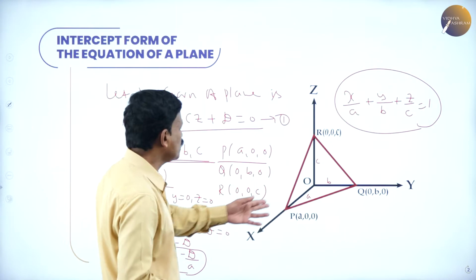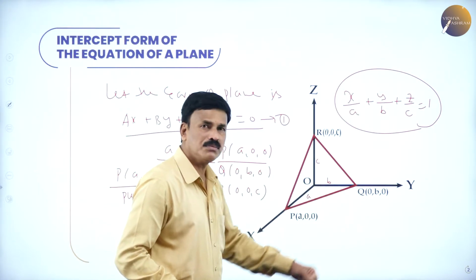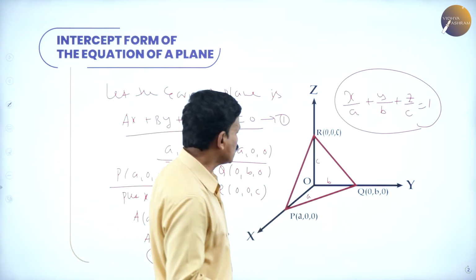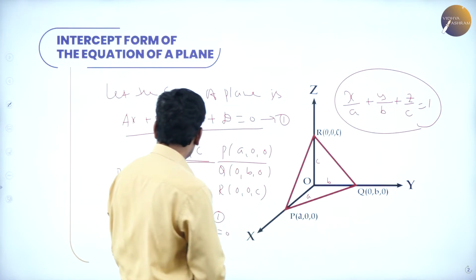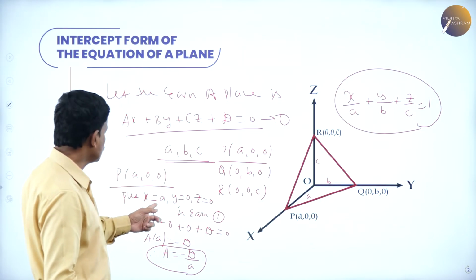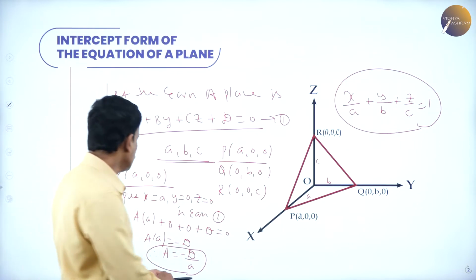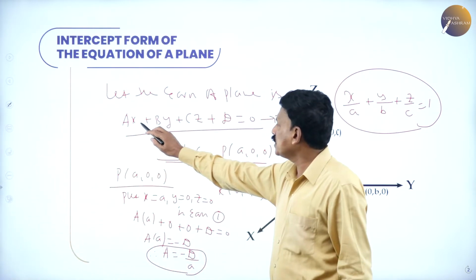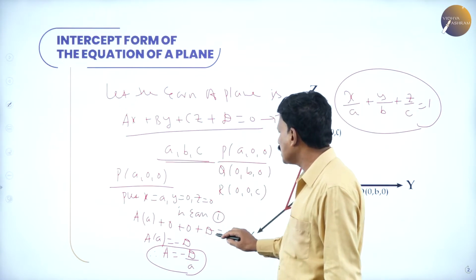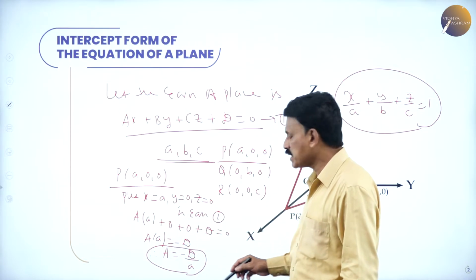Now, therefore, the coordinates of the points on the plane are P, a, 0, 0, Q, 0, b, 0 and R is 0, 0, c. Since the points lie on the plane, just put P, a, 0, 0 in the standard equation. Put x is equal to a, y is equal to 0 and z is equal to 0. Simplify, you will get the value of capital A. Here A into x is small a, plus b into y is 0, plus c into z is also 0, plus d is equal to 0. A into small a is equal to minus d. Therefore, capital A is equal to minus d by a.